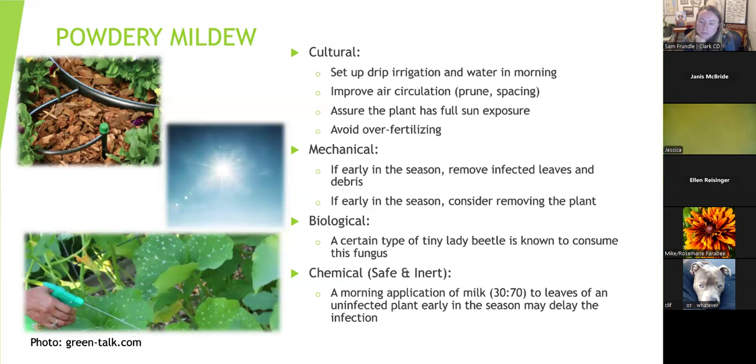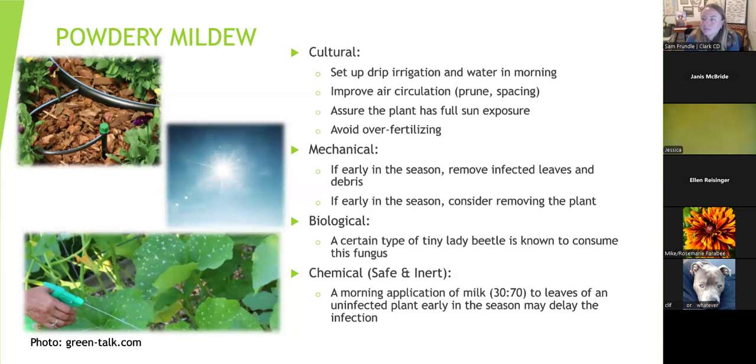So mechanically, early in the season, there are some things you can do. You want to remove the infected leaves and then maybe consider removing the plant. If it's early in the season and it gets powdery mildew, I would recommend removing the plant. That's going to be like for your zucchini. If you see powdery mildew early, just remove the plant. Biologically, there is a certain kind of little tiny lady beetle that's known to consume the fungus, but I wouldn't bank on that.